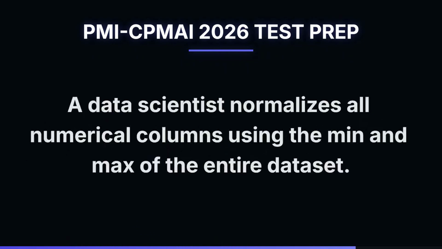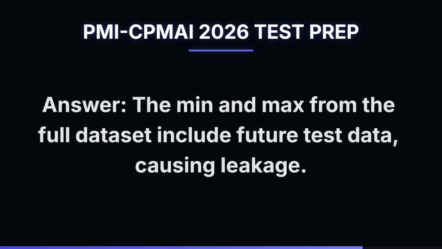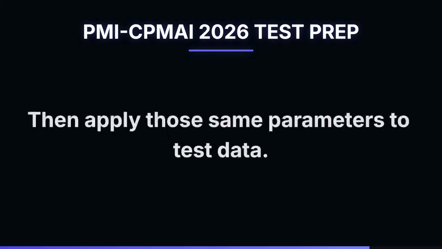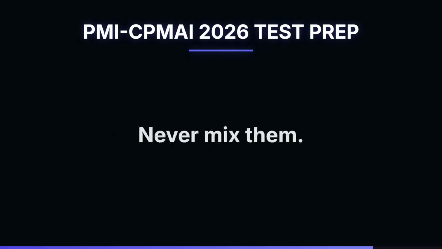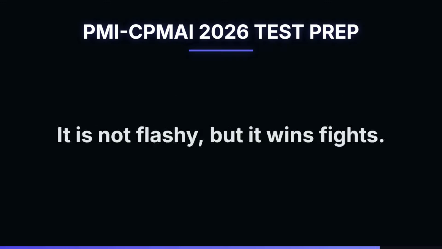5. A data scientist normalizes all numerical columns using the min and max of the entire dataset. Why is this incorrect? The min and max from the full dataset include future test data, causing leakage. You must calculate normalization parameters using only training data. Then apply those same parameters to test data. Never mix them. See, this is why data preparation is the heavyweight champion of AI projects. It is not flashy, but it wins fights.